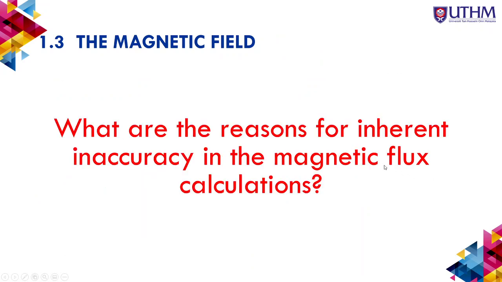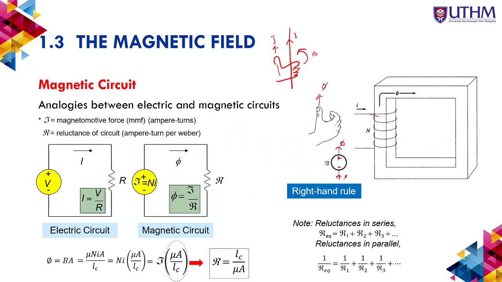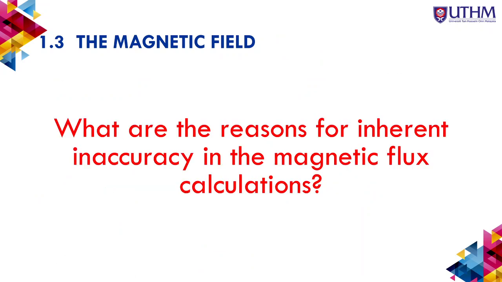Okay, so the first question for today: what are the reasons for inherent inaccuracy in the magnetic flux calculation? In the book they say that the calculation of the magnetic flux using this equation and the previous equation is accurate only within about 5% of the real answer. Only 5% accuracy using this kind of equation. So the question is why? What are the reasons for the inherent inaccuracy in the magnetic flux calculation?